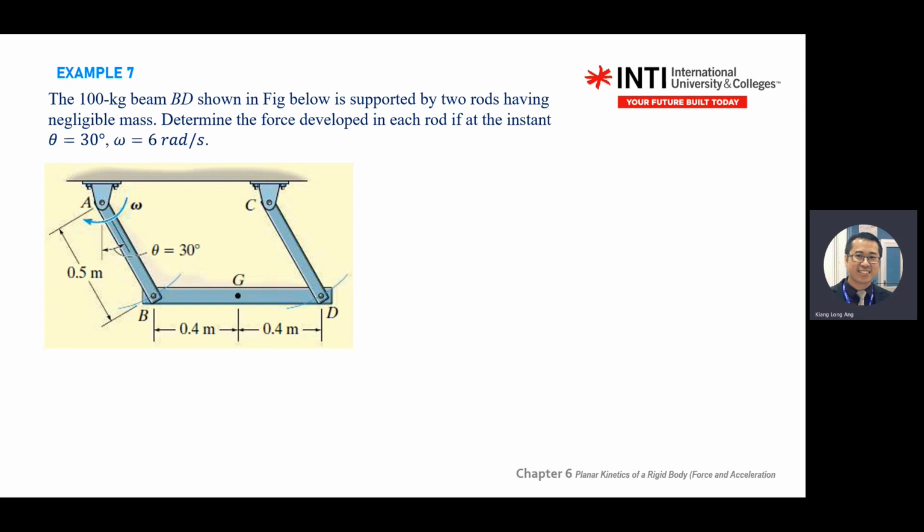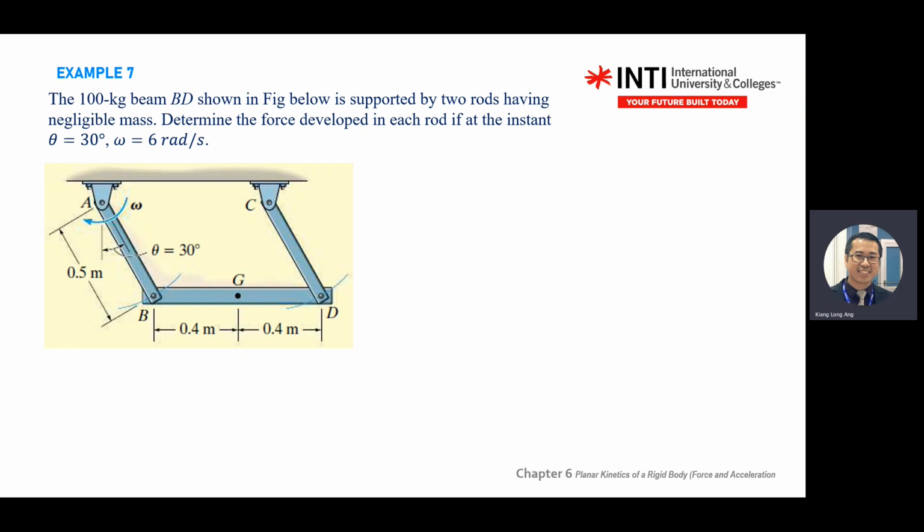Okay. So if you want to be more concise, you try to imagine you are pin A. Your pin A, what do you feel? You just think, what do you feel if you're A? What happened to your hand if you are holding rod AB? What do you feel? You feel the force pressing in or going out?